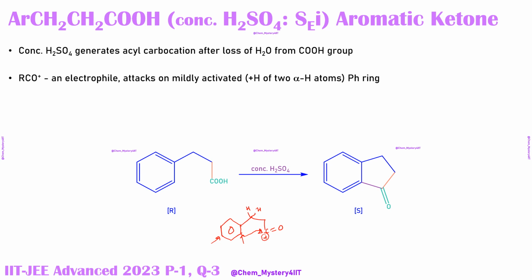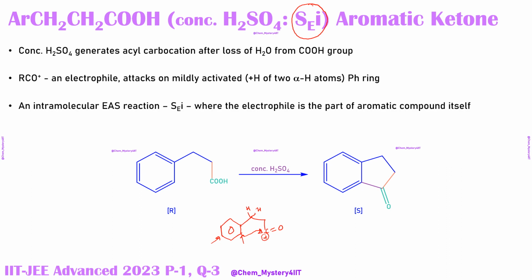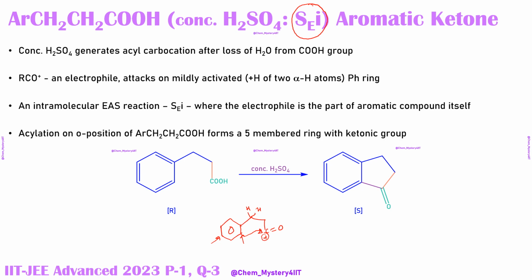So this acyl carbocation, basically we are saying this is an intramolecular EAS reaction. Sometimes we write this as substitution electrophilic internal reaction, just like SNi was there. This is happening here, and we are getting this 5-membered ring with the ketone oxygen present, like a fused 5-membered ring with respect to one benzene ring. So we are getting here some cyclic ketone as the 5-membered ring. That is the final product which we have written as S. So these are all the reaction sequences.